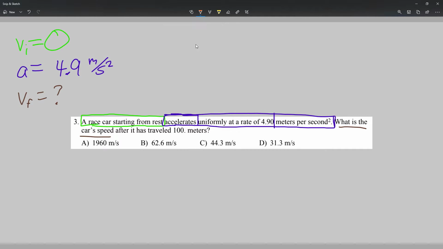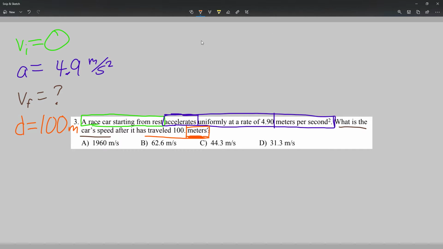Continue reading the problem, and it says after it has traveled 100 meters. And that's going to be your distance or displacement. How do you know? Well, you know distance is a measurement using meters. Right? Meters measures distance or displacement or length. So that's basically D. So D is question. Oh wait, I'm sorry. D is 100. Right. So D is 100 meters.